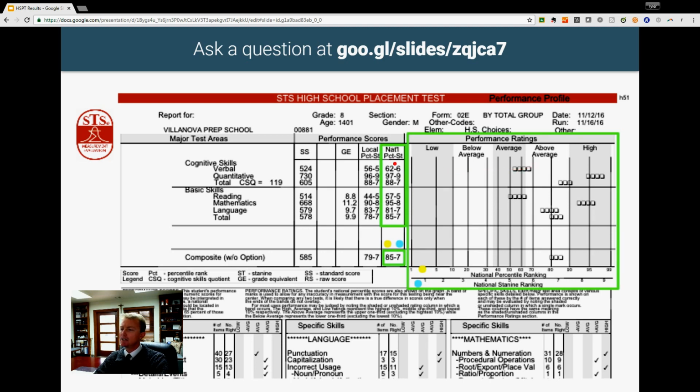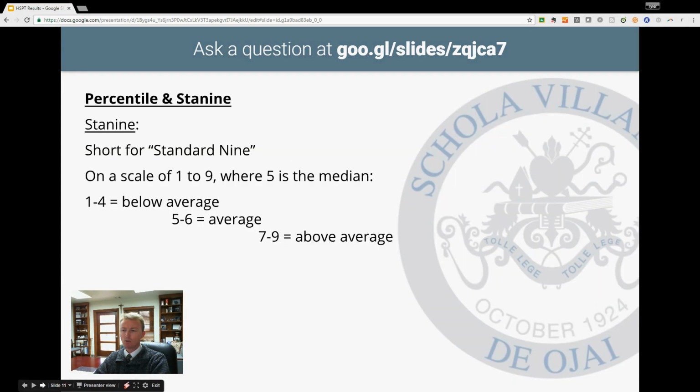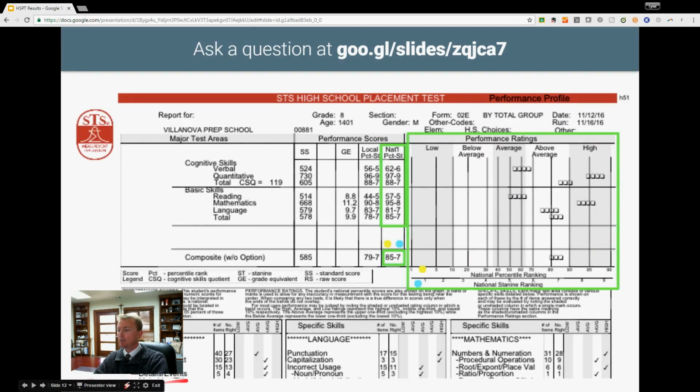But then you see 62-6, and that 6 refers to stanine. Stanine was conceived within the military, and it's short for Standard 9. So instead of comparing yourself to 1 through 99 on the percentile, you're just shortening that up. You can divide it by 10 if you want. It's not that clean cut, but 1 through 4 is below average, 5 through 6 is average, and 7 through 9 is above average.